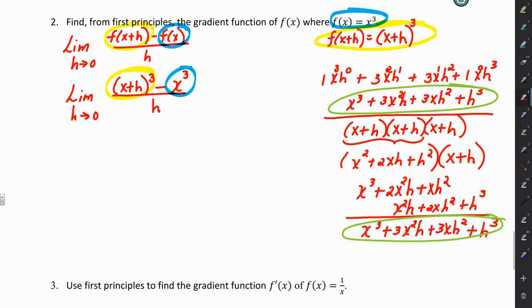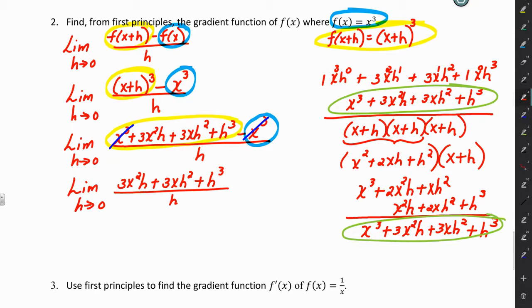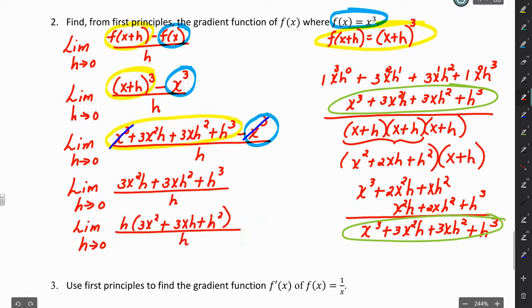So let's fill it in now. So I have my expanded x plus h cubed, and then I have minus x cubed all over h. And now you can see that we're able to cancel the x cubed terms. And we can pull an h out of the numerator, and now we're able to cancel the h.